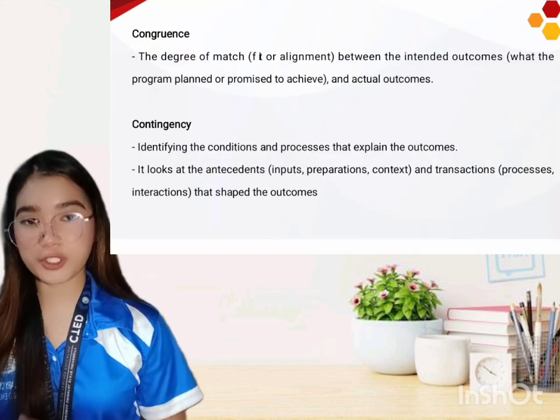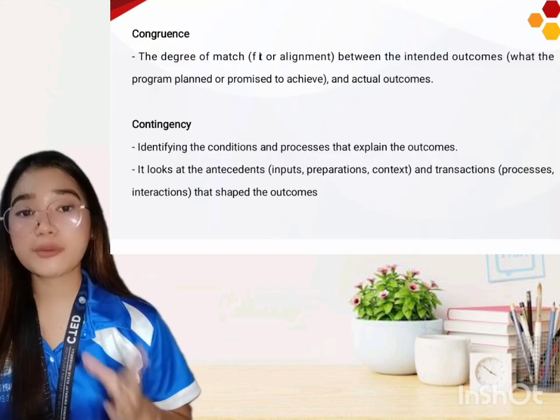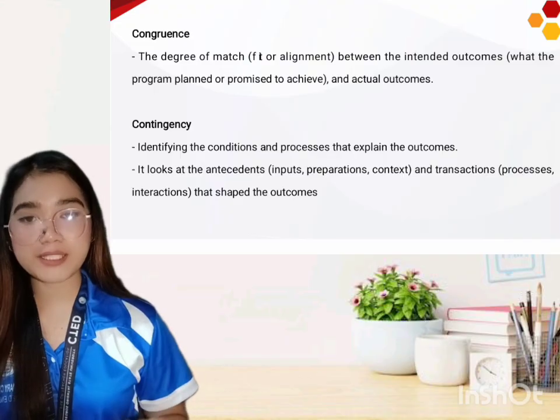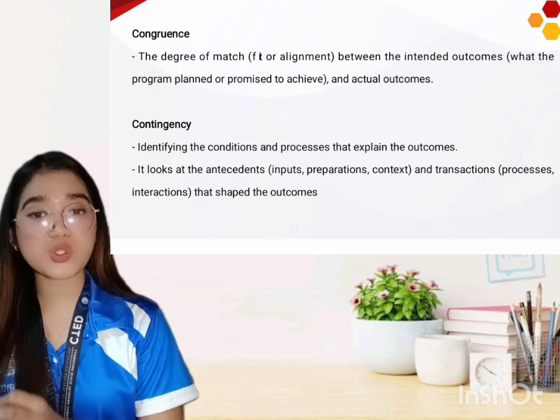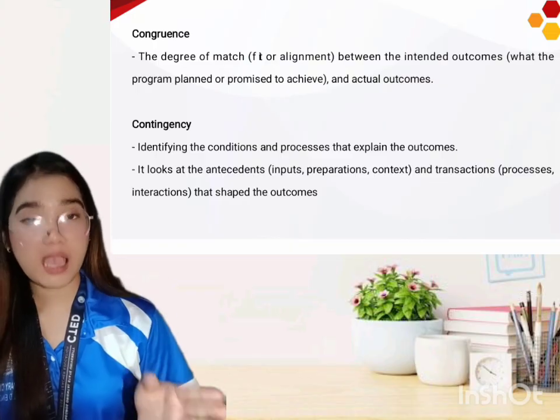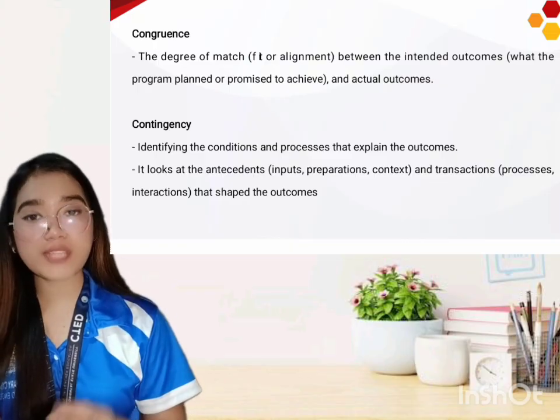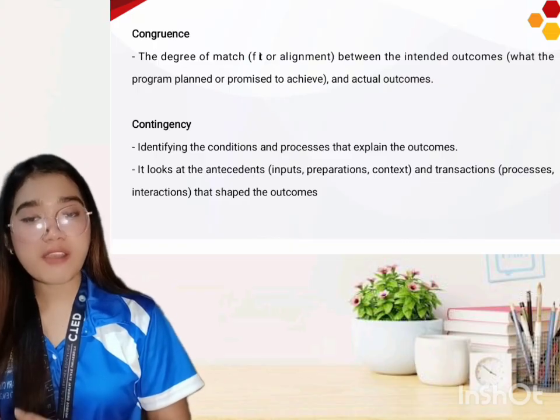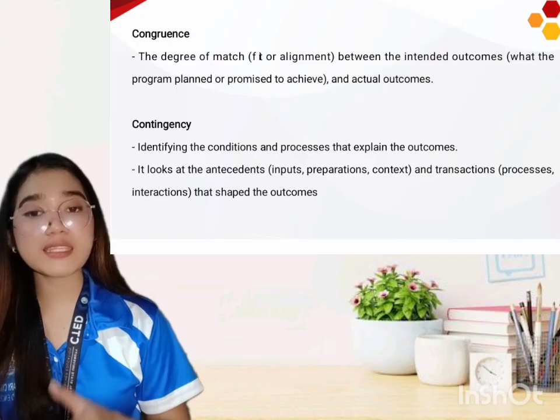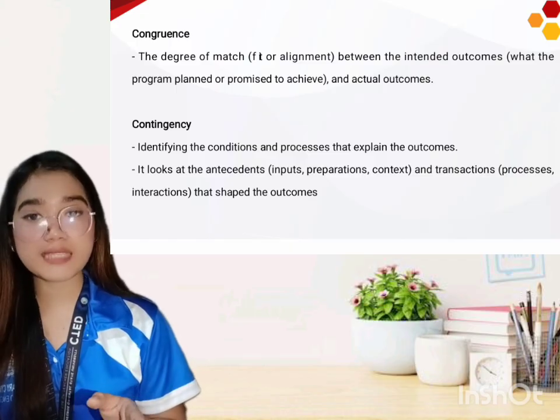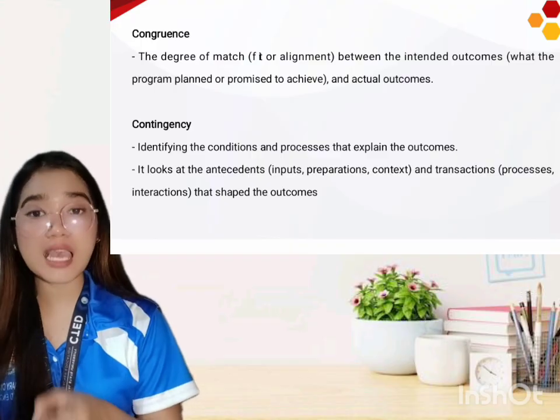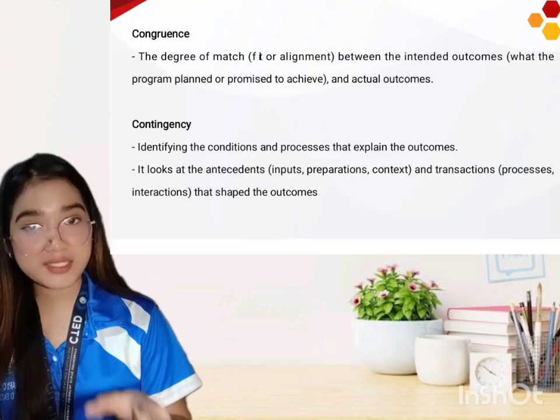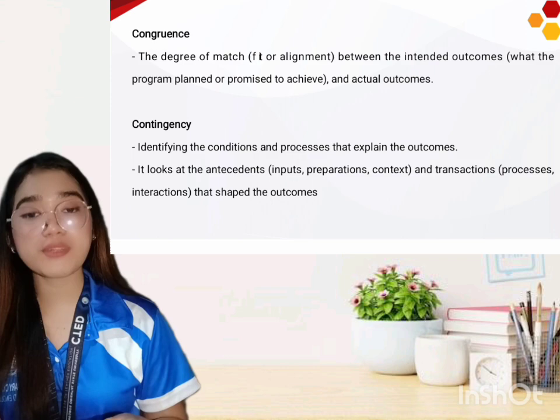When we say congruence, this is the degree of match or the fit or alignment between the intended outcomes, or what the program planned or promised to achieve, and the actual outcomes. And when we say contingency, this is identifying the conditions and processes that explain the outcome. It looks at the antecedents, or the inputs, the preparation or the context, and the transactions, or the processes and interactions that shape the outcome.